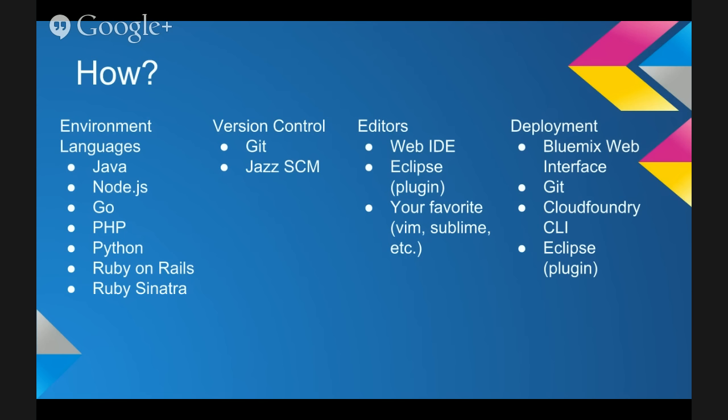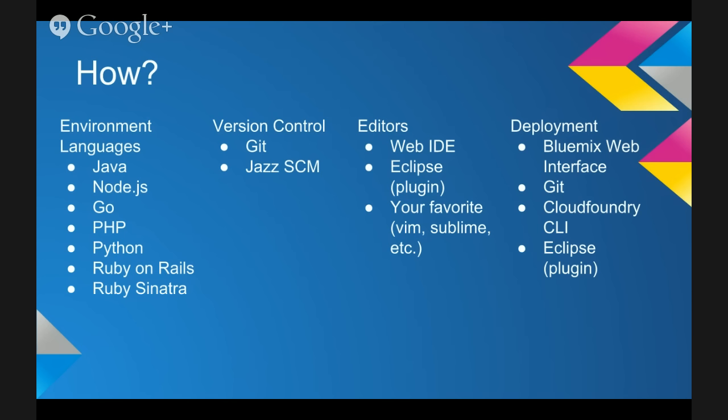In terms of how you can edit your code, you can use the built-in web IDE. If you don't have a powerful laptop or aren't comfortable with setting up your own environment, Bluemix does provide you with a way to edit your code right from the website. There's an Eclipse plugin you can download. I heard it's pretty good integration with Eclipse, so definitely check that out if that's your thing. Or you can use your favorite editor, whether it's Vim, Sublime Text, etc. There's really no limit to how you can edit your code.